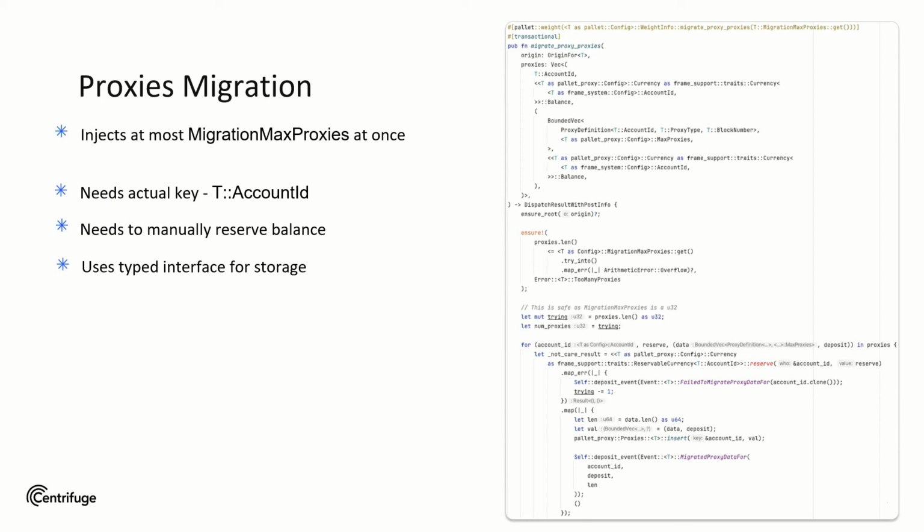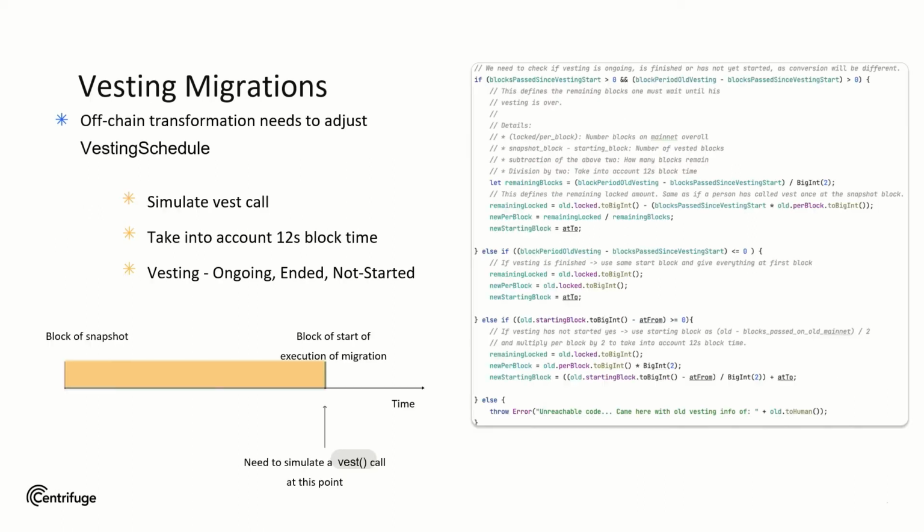So the reserved amount that we are providing here is basically the actual amount that you need to reserve. And then when you look further down where we have the reservable currency call, we basically reserve the reserve amount. And then if this is okay, we inject the actual data into the storage via the typed interface.